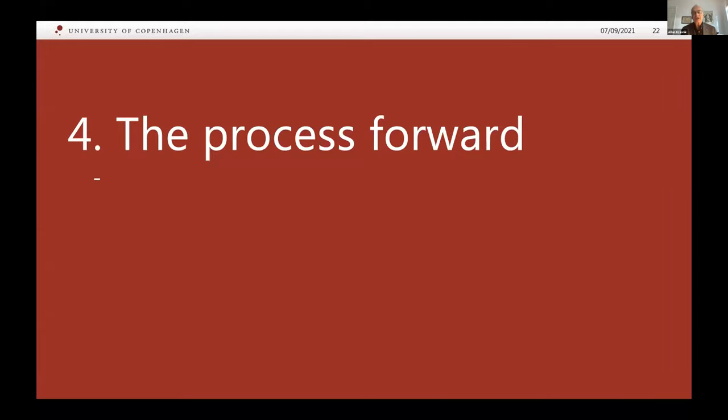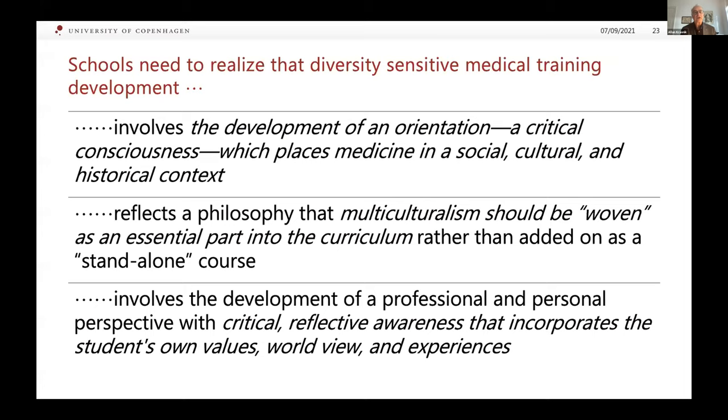And what is the process forward to reach these ideals in medical education? Well, first of all, schools need to realize that diversity-sensitive medical training development involves the development of an orientation, a critical consciousness, which places medicine in a social, cultural, and historical context, as we have heard in previous presentations today.